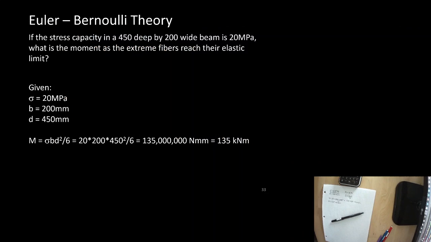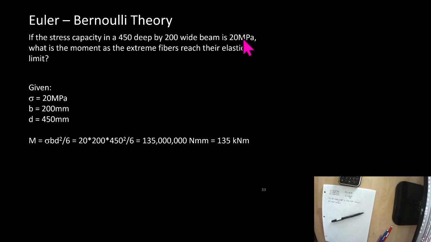So this particular rectangle of this particular material, if those extreme fibers start to stretch and compress too much, and they see a stress of 20 MPa, we will be able to achieve 135 kilonewton meters in that beam. If we go over 135 kilonewton meters, our beam fails. We can go anywhere underneath that and it works.